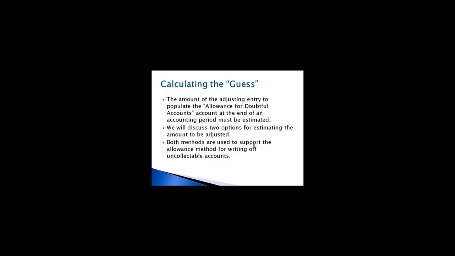The previous lecture on the methods to write off uncollectible accounts introduced the allowance method for writing off accounts that are deemed uncollectible. Step 1 of that process was to calculate the amount of the adjusting entry to be made at the end of the financial period so expenses could be matched with the revenues in the same accounting period. That lecture discussed the process. This lecture will discuss how to calculate the amount to be adjusted.